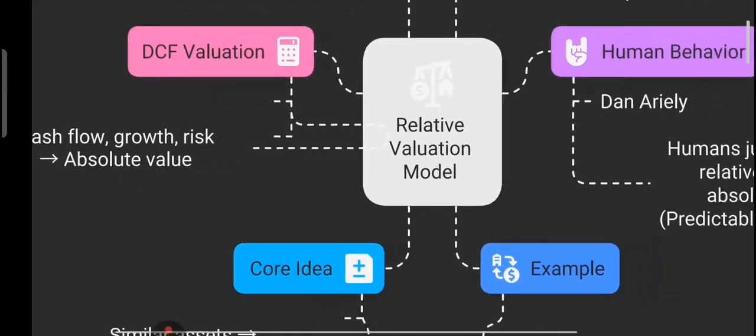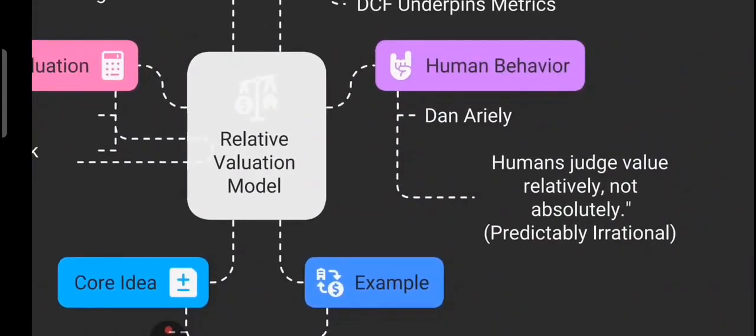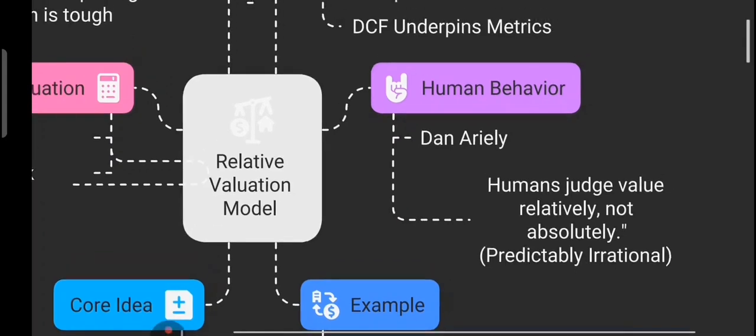Now there is something called the human behavior factor. As Dan Ariely says, humans judge value relatively, not absolutely. This is a very important thing. What does it mean? That we tend to compare prices rather than evaluate them independently. Interesting, right? We tend to compare prices rather than evaluating them independently.